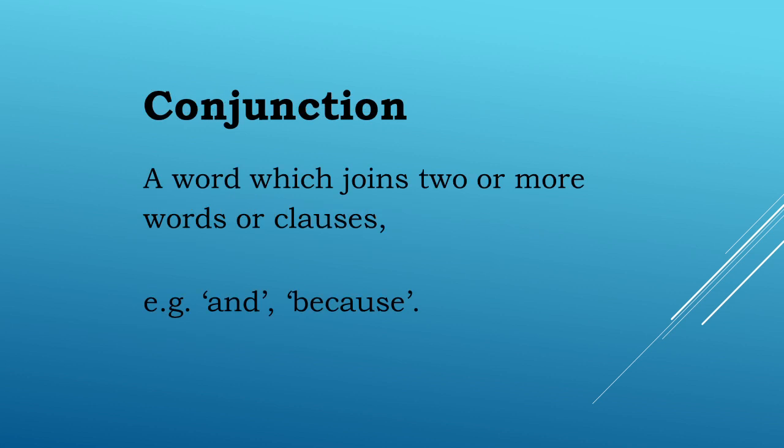Then finally there are conjunctions. Conjunctions are words which join two or more words or clauses. Possibly the most common of these is and. It can join words together, such as the cat and the dog, or it can join parts of a sentence. So I went to the bus stop and I caught the bus. Because is another conjunction. It joins one part of a sentence with another part of the sentence.